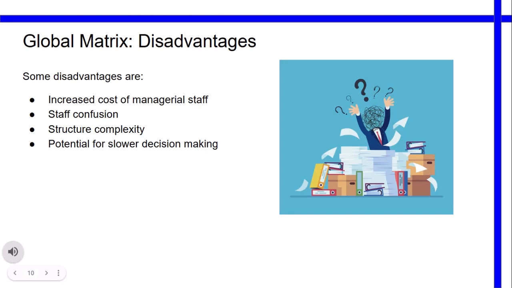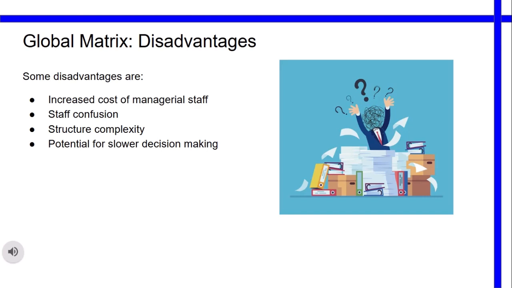One of the disadvantages of using a global matrix organizational structure is the increased cost of managerial staff. According to Indeed, since matrix organizing structures require multiple managers to be effective, this naturally increases the costs relating to hiring and paying these individuals. As a result of having more complex structures, the number of managers may need to be increased to prevent people from getting confused, causing the company to spend more money on hiring managers.